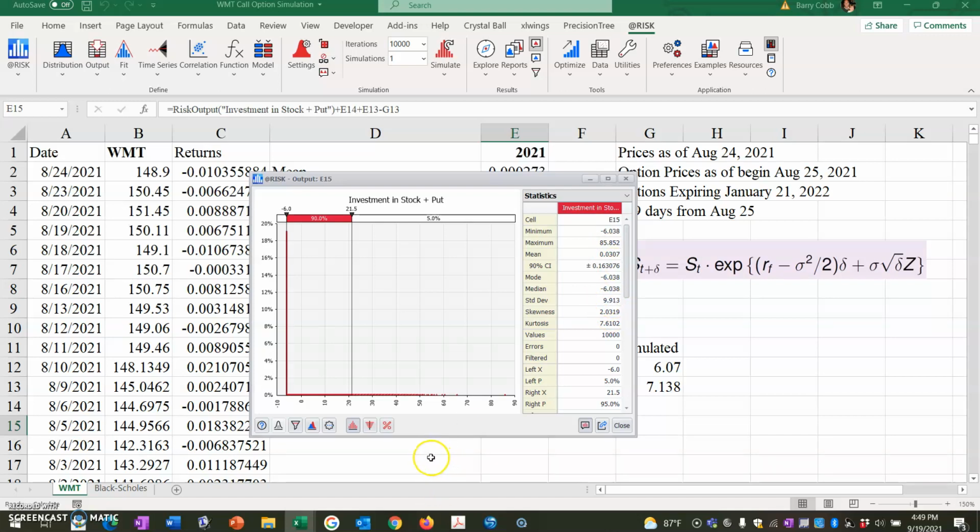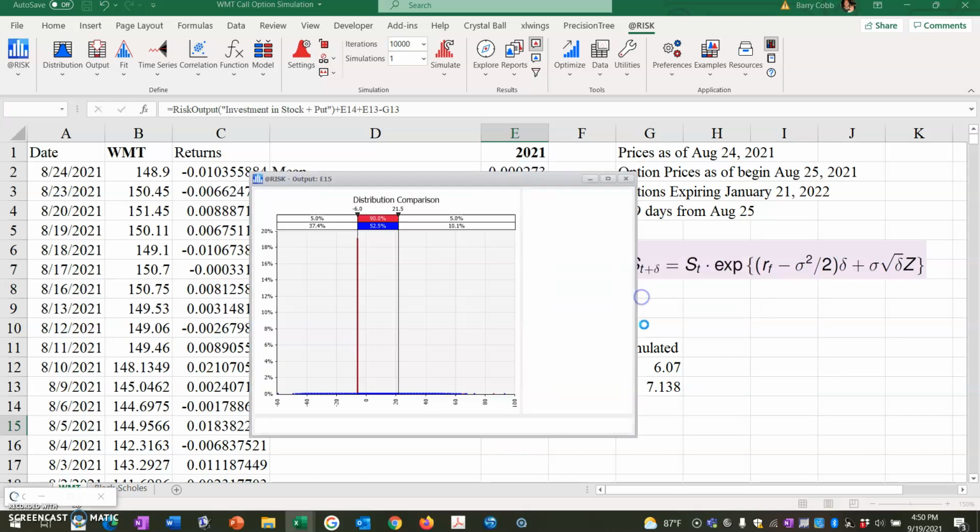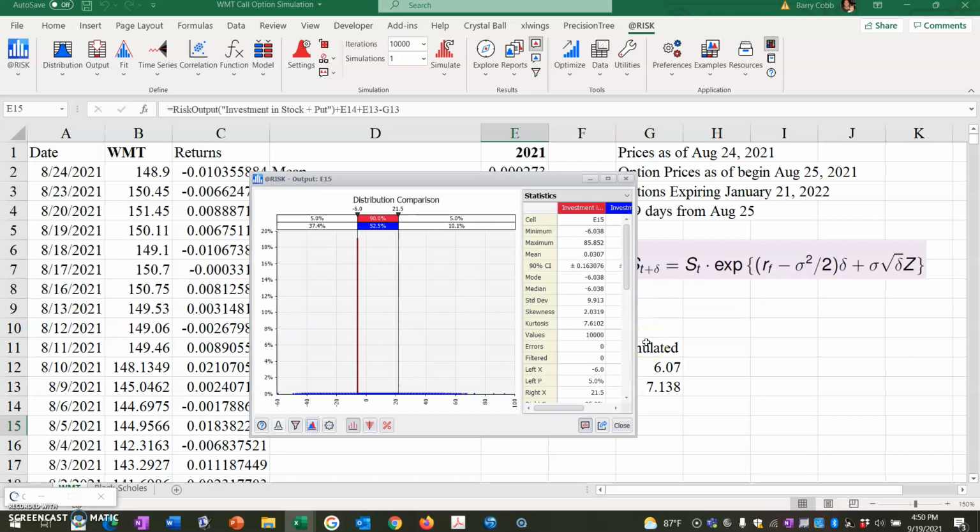We could also see this as part of an overlay chart in @RISK. Let's create a new overlay. And the simulated cells that we want to overlay are the investment in the stock, comma, the investment in the stock plus the put. And so we can see this overlay.